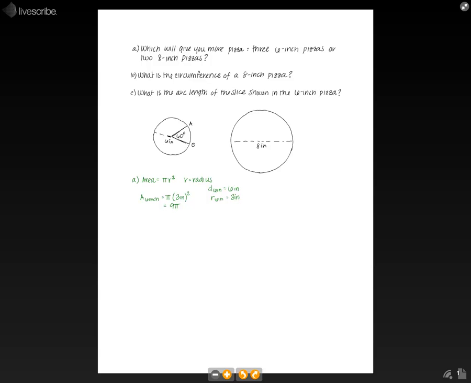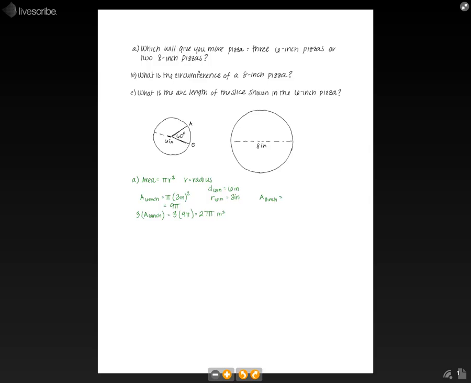But we know that we needed the area of 3 6-inch pizzas. So that means 3 times the area of one 6-inch pizza is going to be equal to 3 times 9 pi, which is going to be equal to 27 pi. So we know that the area of 3 6-inch pizzas is going to be 27 pi, and the units on that are going to be inches squared. Alright, so now let's find the area of an 8-inch pizza.